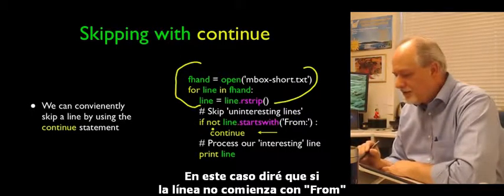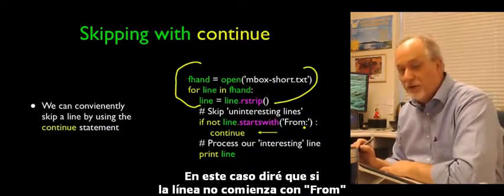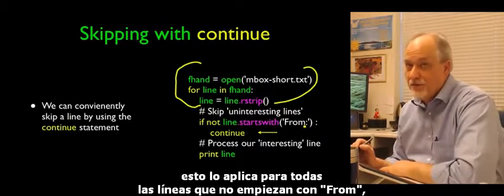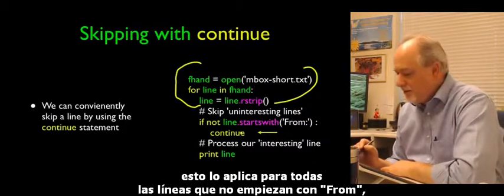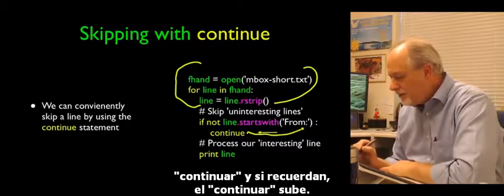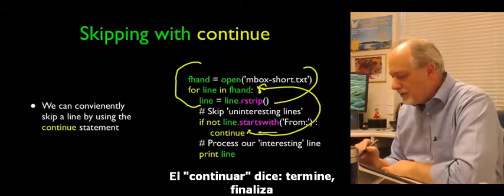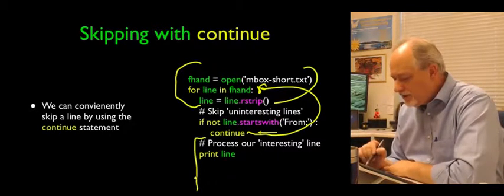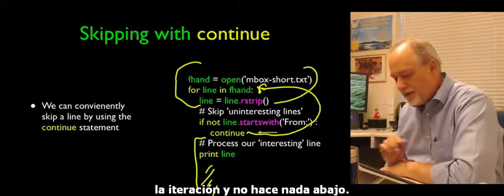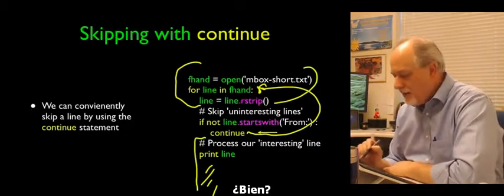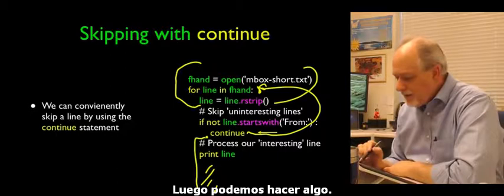In this case, I'm going to say if not line starts with from, means this is true for all the lines that don't start with from, continue. And if you remember, continue goes up. So the continue says, I'm done. It finishes the iteration, and it doesn't do anything down here. Okay? And then we can do something.